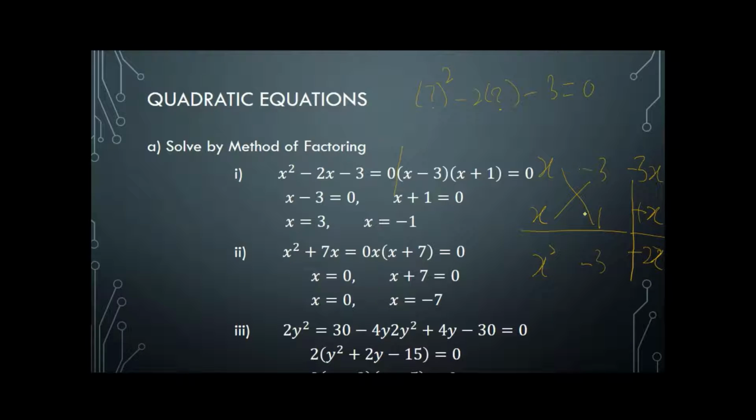Therefore, this should be negative and this should be positive. So we have x minus 3 and x plus 1, right? x minus 3, x plus 1. Therefore, we have x minus 3 times x plus 1 is 0.